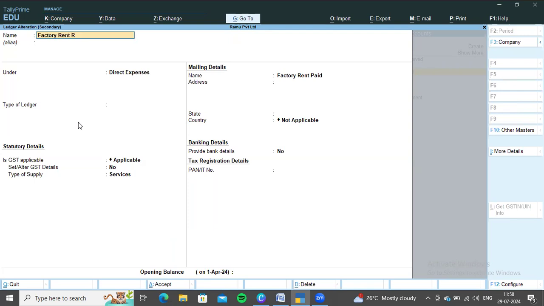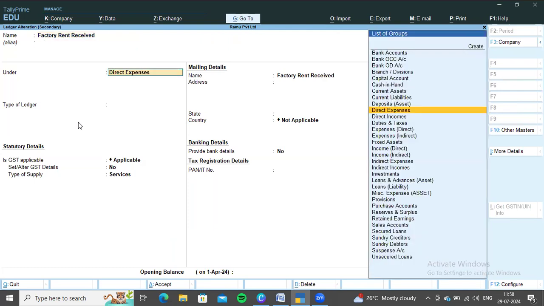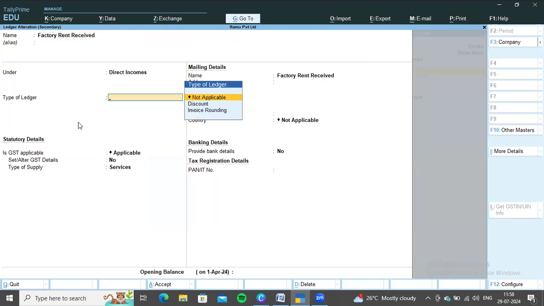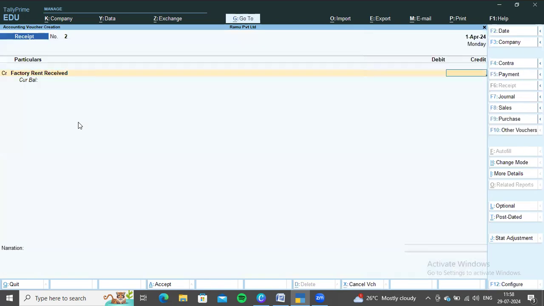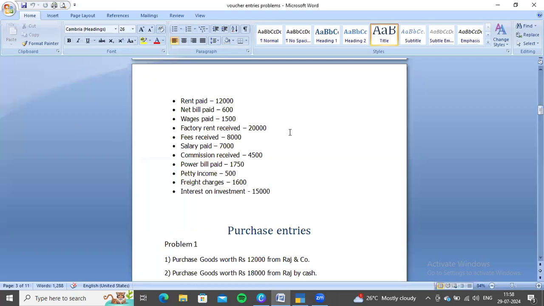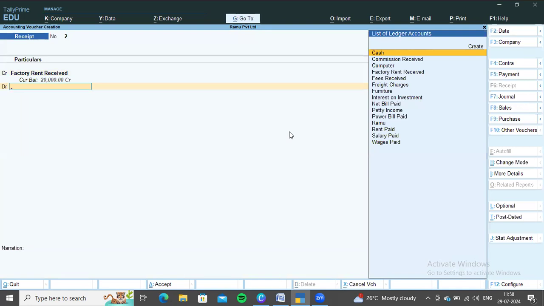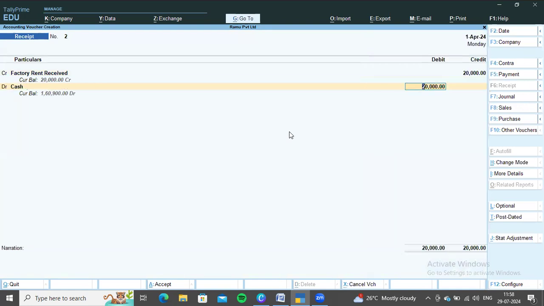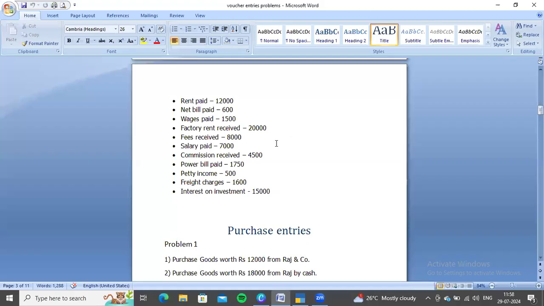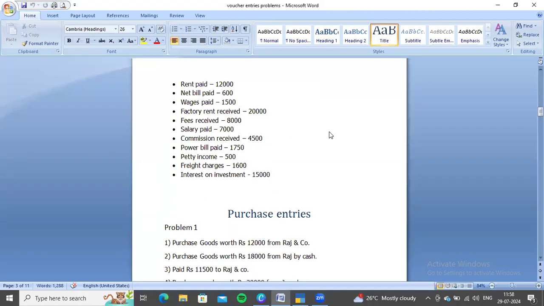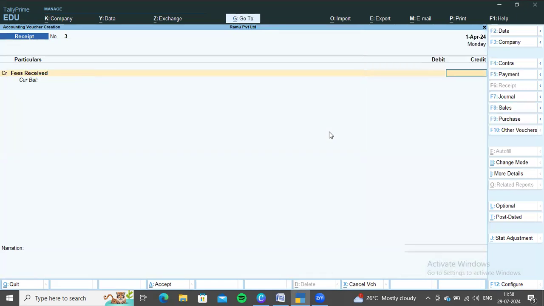Factory rent received. It comes under direct income. So press Ctrl N. See, this is how we need to change. How much? 20,000. Debit the cash account as cash is coming in. Control N. Next, fees received. It is also a receipt. 8,000. Receipt 8,000. Debit cash account.